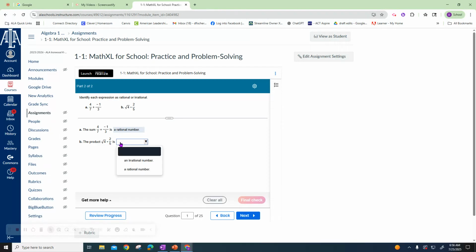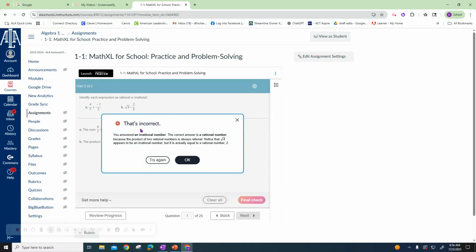And so it should be a rational number, but I'm going to pretend that you saw the square root, and I want to say irrational number. It's the wrong answer, probably. There it is. You answered irrational. The correct answer is a rational number because the product of two rational numbers is always rational. Notice that the square root of 4 appears to be irrational. See, just like I was saying. So you can say, let's try again.